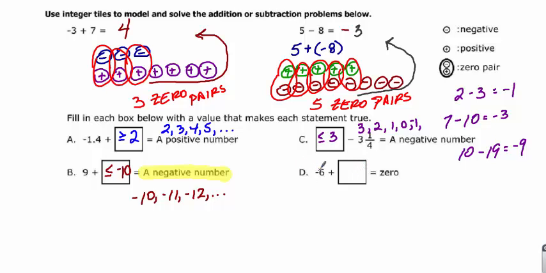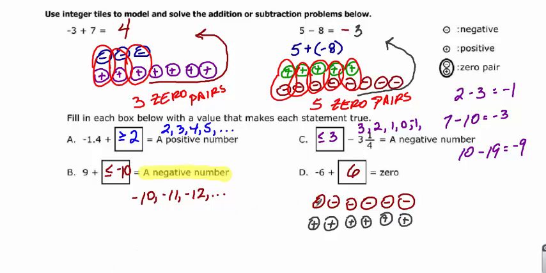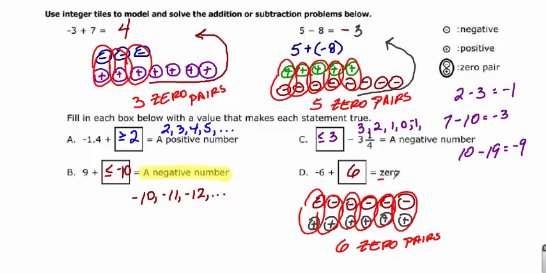And letter D, negative 6 plus something to get 0. This is that opposite one, so negative 6 plus positive 6 makes 0. You'd have 6 negatives, 1, 2, 3, 4, 5, and 6. You'd have 6 positives, and what would be left when you canceled all of those with the 6 zero pairs, there would be nothing left. There would be 0 left.